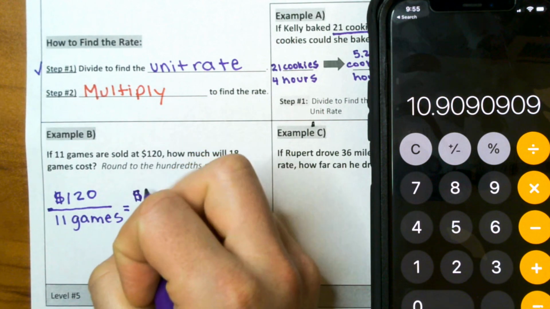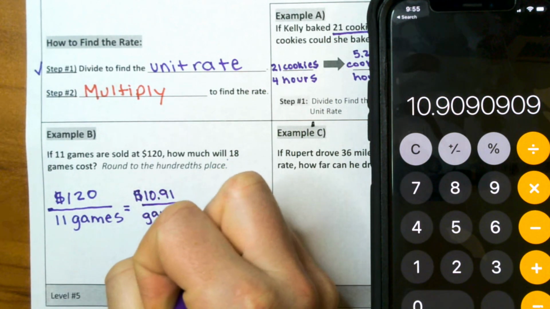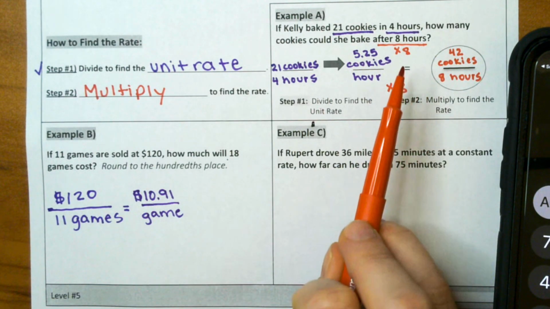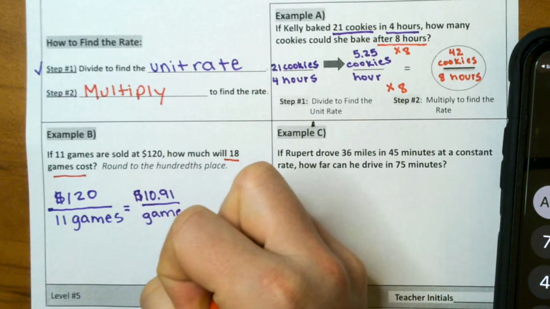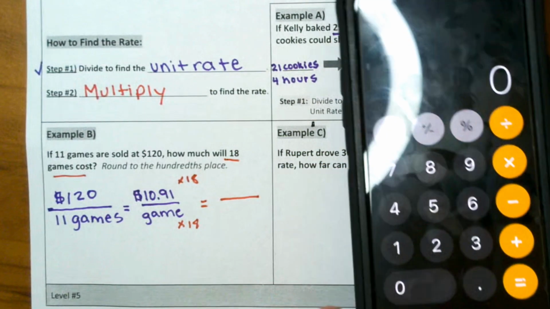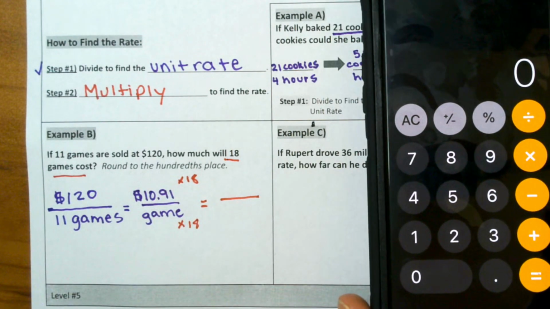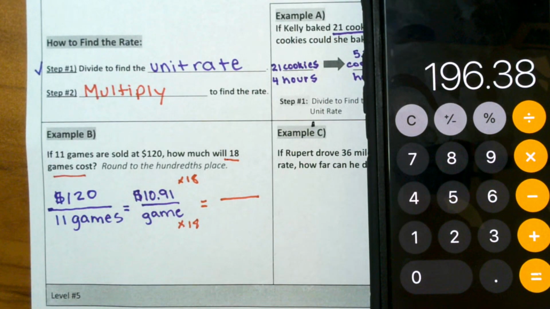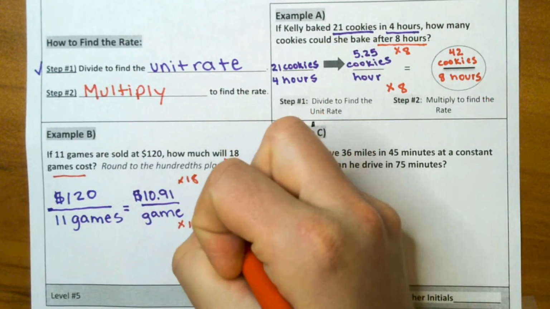But our unit cost is $10.91 per game. Our second step is to multiply to find the rate. We're trying to figure out how much 18 games will cost. So we're going to multiply our numerator and denominator by 18. And when you multiply, just a side note, make sure you plug in what we rounded to. So I'm going to plug in 10 and 91 hundredths times 18, and we'll get $196.38 for 18 games.